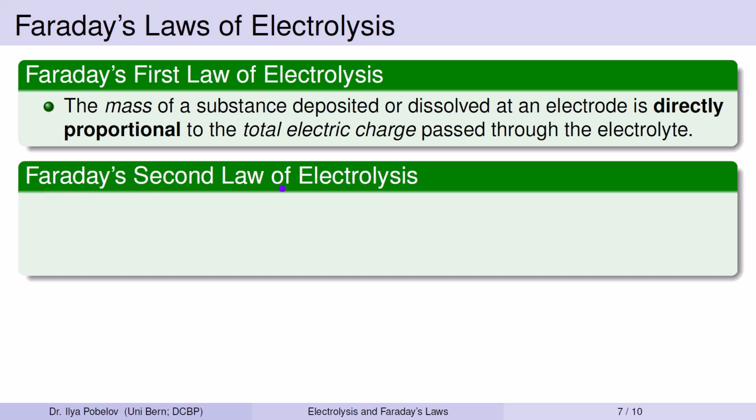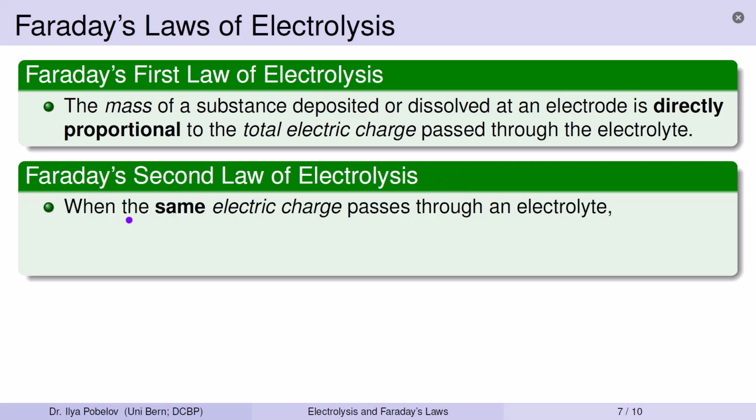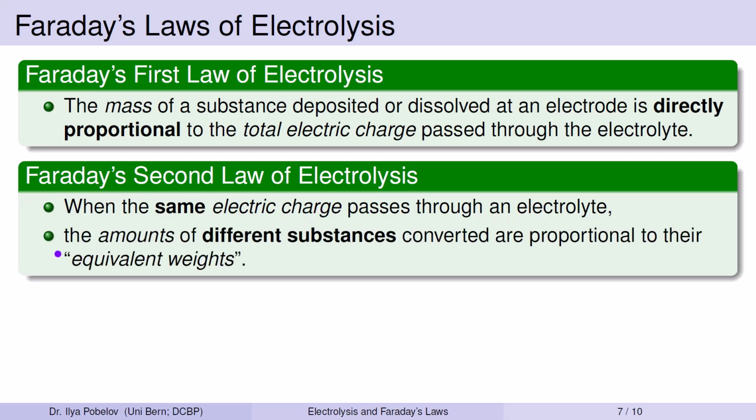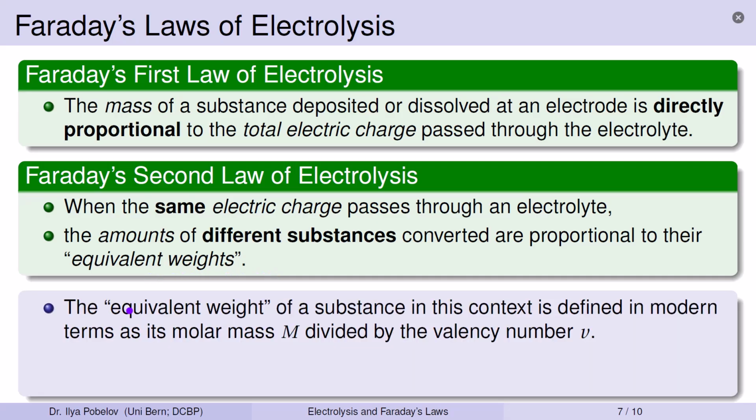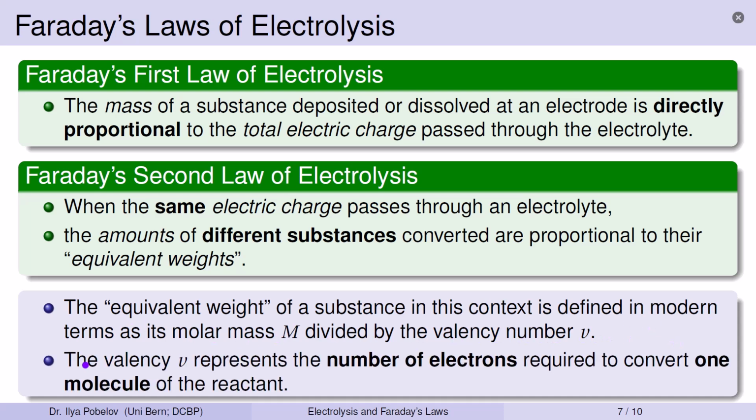Faraday's second law of electrolysis further elaborates on this relationship by stating that when the same electric charge passes through an electrolyte, the amounts of different substances converted are proportional to their equivalent weights. The equivalent weight of a substance in this context is defined in modern terms as its molar mass divided by the valency number. The latter represents the number of electrons required to convert one molecule of the reactant.